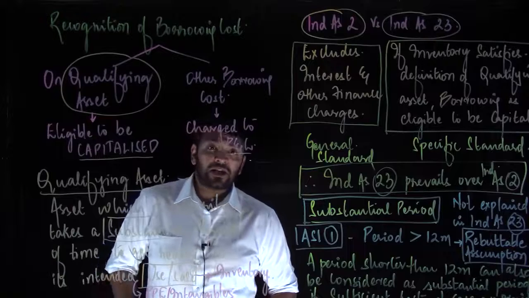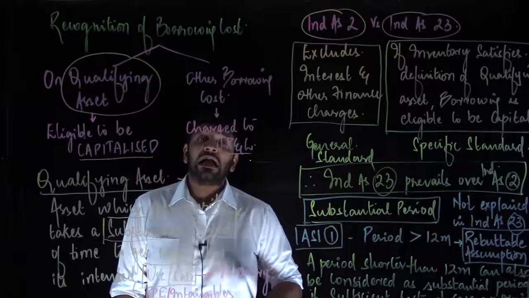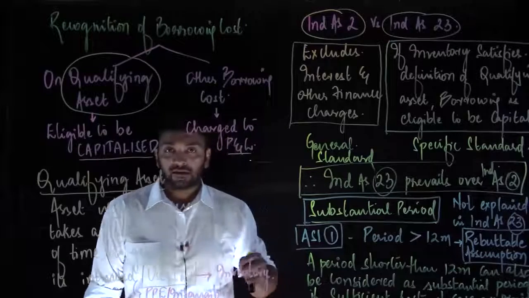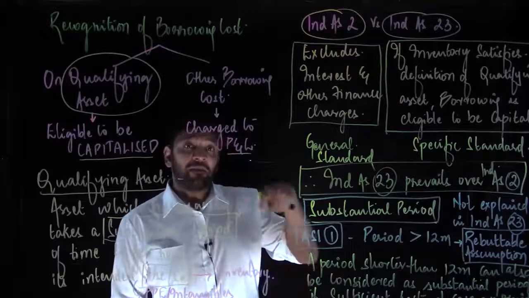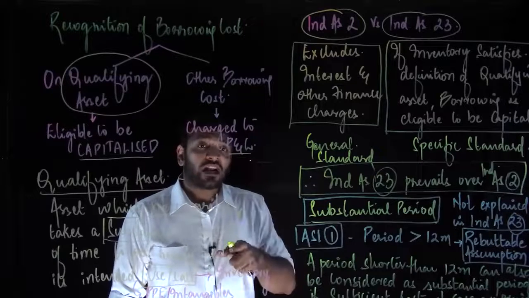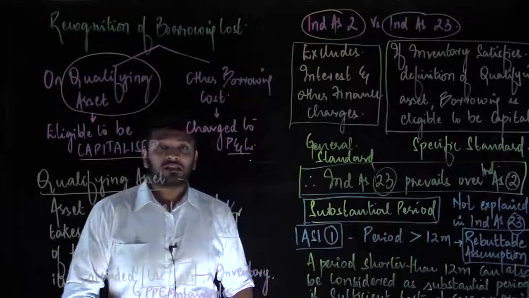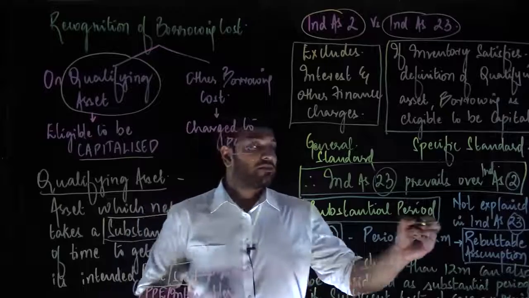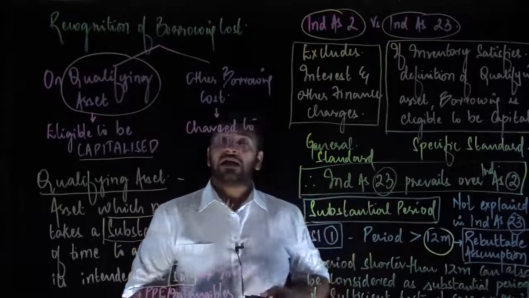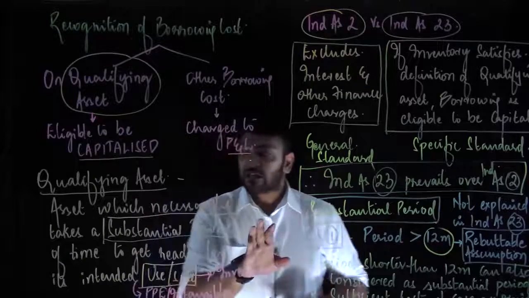So rebuttable assumption means there are assumptions taken by the standard by and large which can apply to most of the cases. But however, if I have sufficient facts of the case which can make me believe that a period much shorter than 12 months can be considered a substantial period, I would consider such period as substantial period instead of taking this period of 12 months. Instead of taking this 12 months, I can take much shorter period. This is what we can understand by this word substantial period.